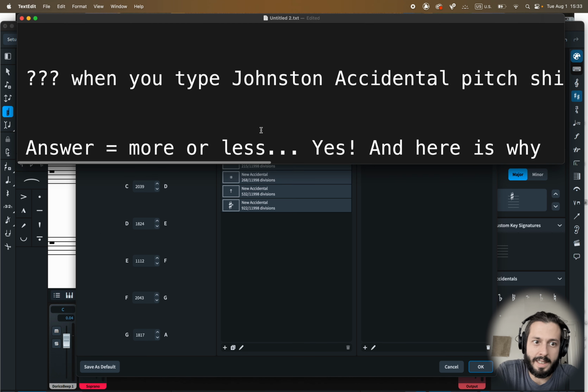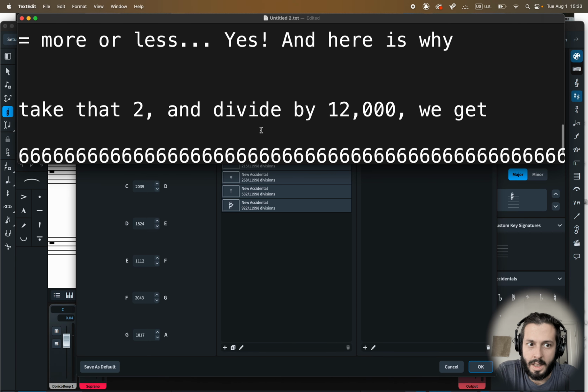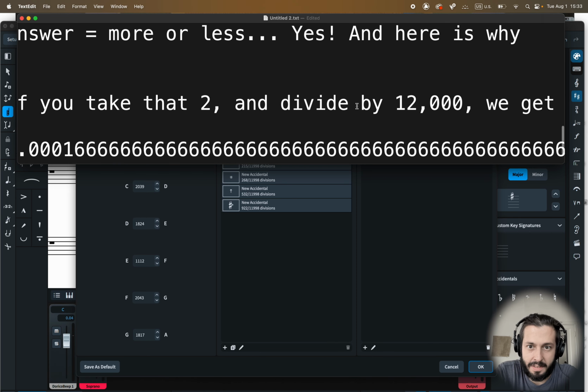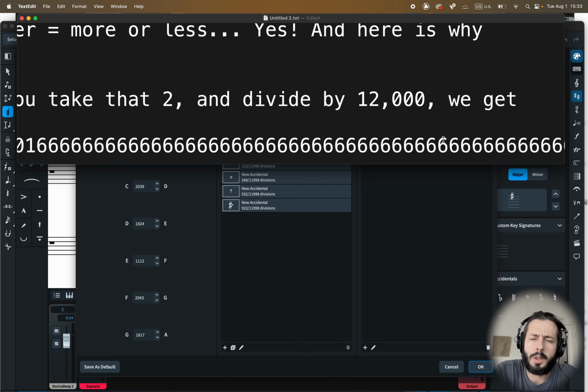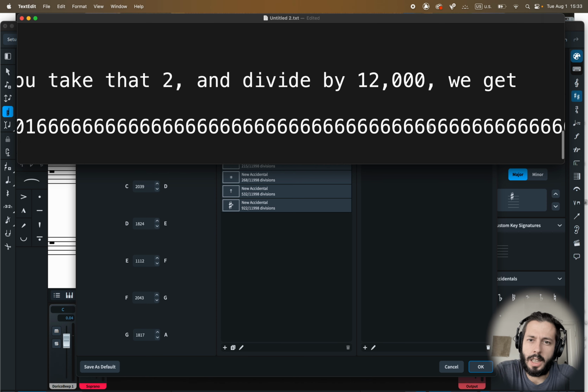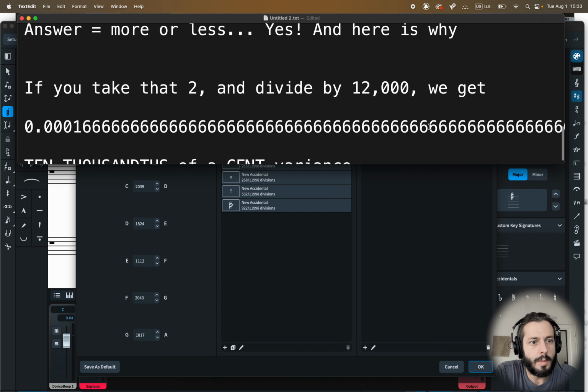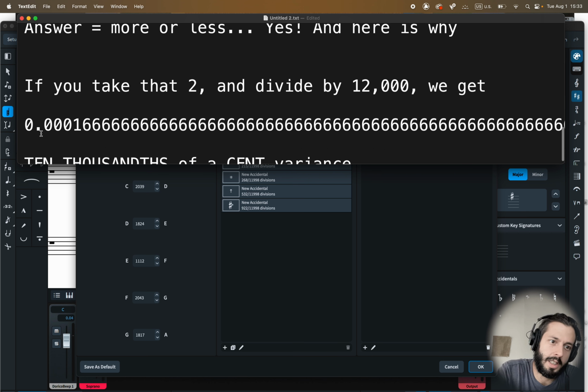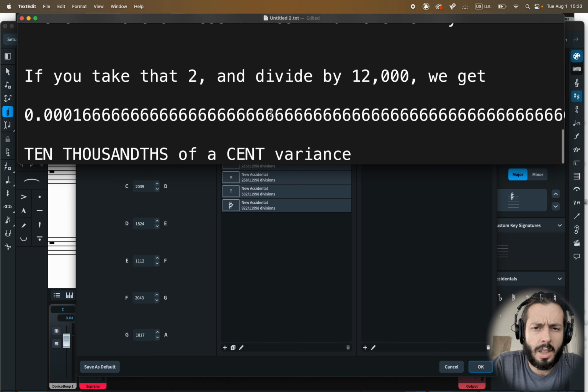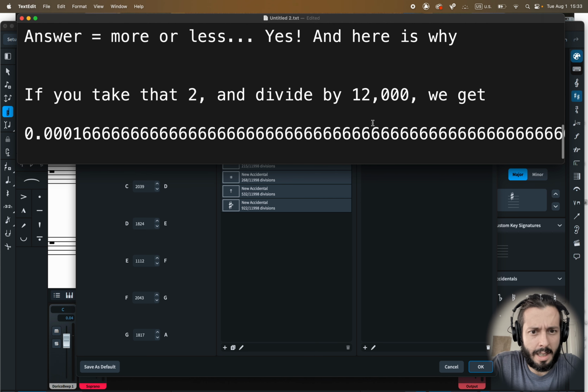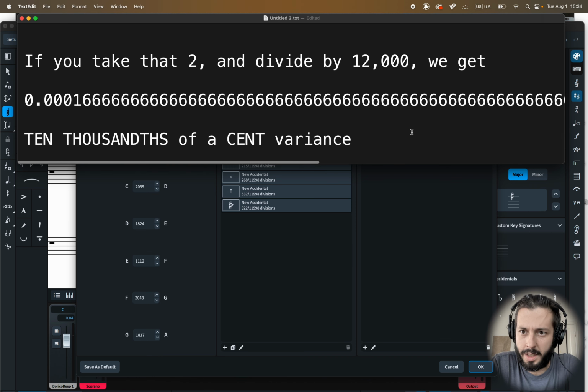So I'm thinking we need to take 2 and divide it by 12,000. Let's just say 2 divided by 12,000. We're going to get this number, and we're talking 0, tenths, hundredths, thousandths, 10,000ths. So 10,000ths of a cent. And if you round up, we're looking at about half of a 10,000th of a cent. I think this makes sense. If you don't think it makes sense, feel free to comment and say, what are you talking about?